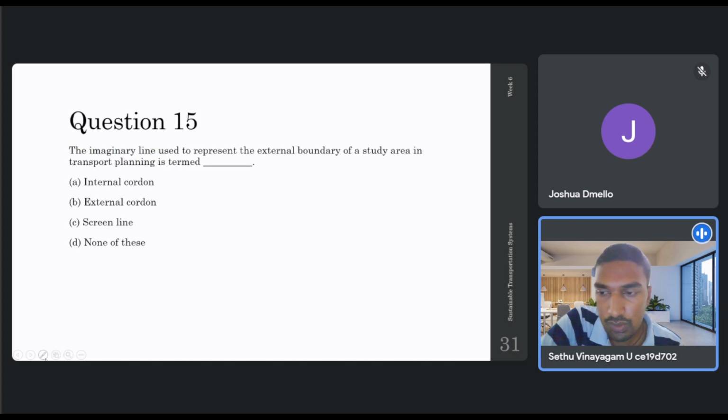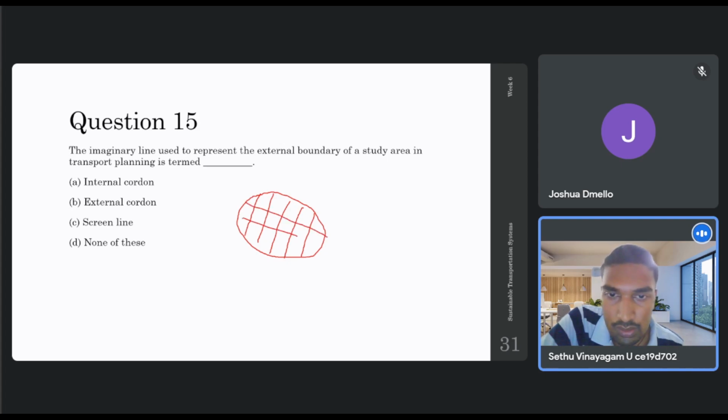As we already discussed, these two terms, cordon line and screen line, are basically lines or boundaries that are used to divide the study area into different zones. As we saw earlier, this is the study area, and we could divide it in multiple ways. We can divide it into different zones based on the purpose for which we are carrying it out. The lines that I'm drawing here are imaginary lines across this study area that divide it into different zones. We can basically say there are two types of these imaginary lines.